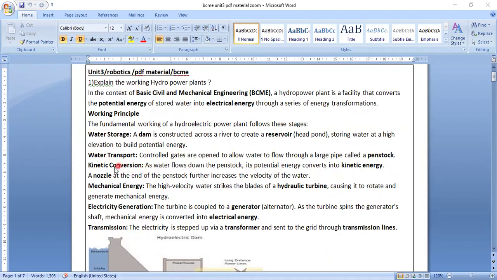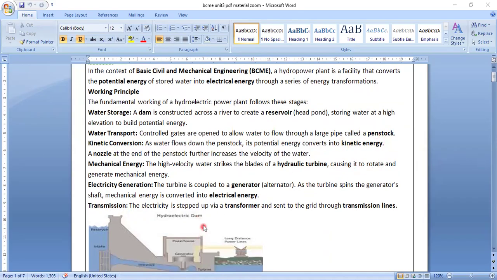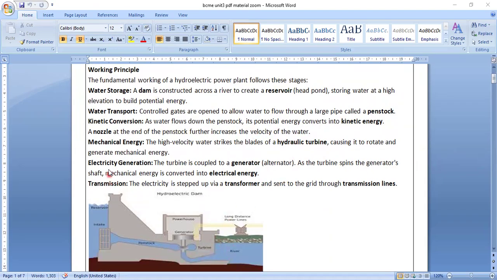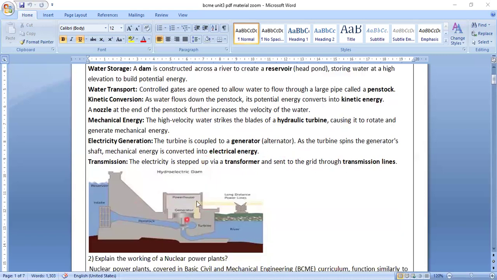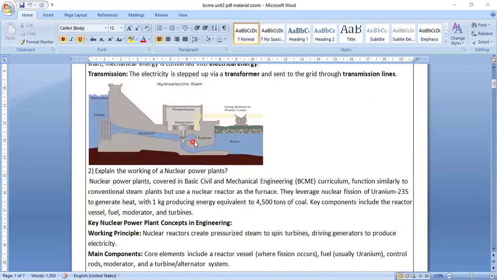Kinetic conversion: as the water flows down the penstock, the potential energy is converted into kinetic energy. The kinetic energy is further converted to electrical energy. For mechanical energy, the high velocity water strikes the blades of the hydraulic turbine. I will show all these parts in the diagram below. Electricity generation: the coupled generator produces the electricity. The transmission line is the way of transferring the electricity to the outside world.